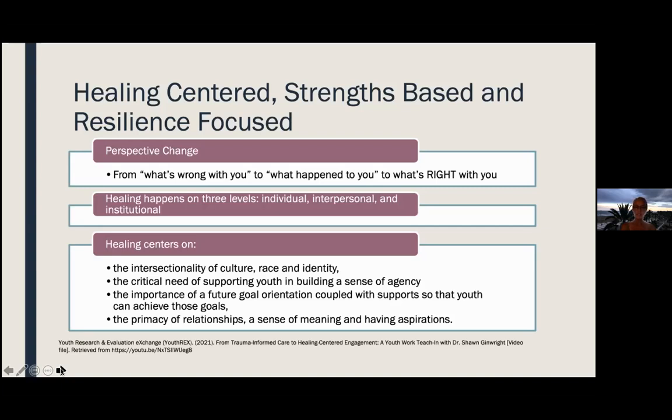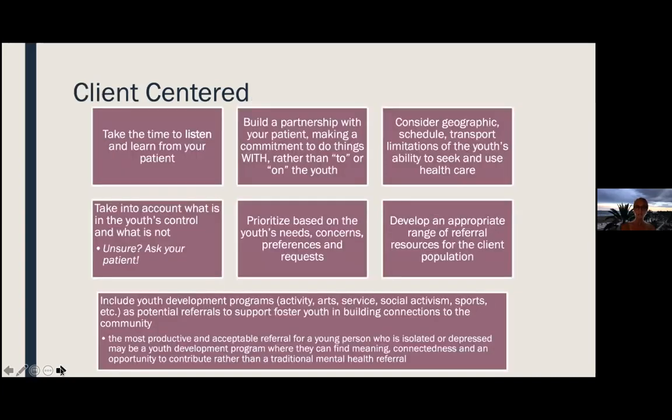And healing really centers on the intersectionality of culture, race, and identity, on the critical need of youth to be supported in building a sense of agency, the importance of really nurturing a future goal orientation, and couple that with the supports that youth need so they can actually move towards achieving their goals. And again, this issue of relationships, the primacy of relationships, a sense of meaning, and having aspirations. And some of those relationships might be with you if you leave the door open to that kind of mutuality.